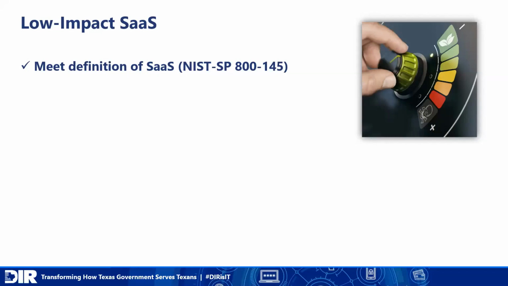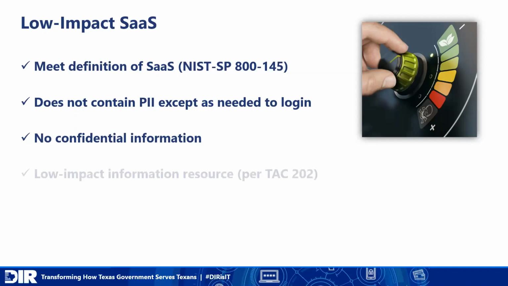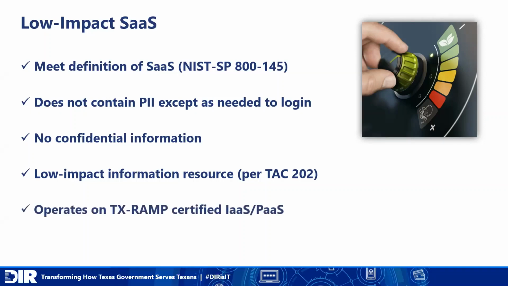a TXRAMP certification. So the first thing it would need to meet is the definition of software as a service, obviously from that special publication I referenced earlier. Does not contain personally identifiable information except as needed to log in. So email, password, whatever it may be. Does not possess, store, or transmit confidential information. It is defined as a low impact information resource, which that definition resides in Texas Administrative Code, Chapter 202. I'll touch more on the low impact information resource in a few slides. And then it operates on top of an existing TXRAMP certified infrastructure as a service or platform as a service.